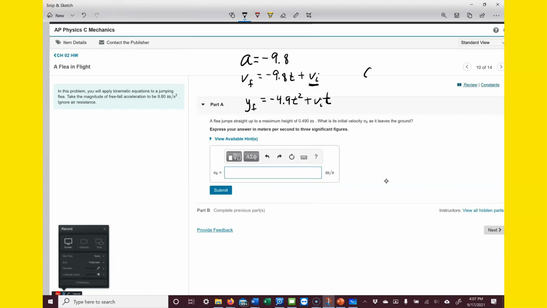So I'm going to say 0 equals negative 9.8 t plus V sub I. Again, I'm looking for this, but I still don't know t. So maybe I can go somewhere else to find that t. Do I know Y f? Do I know the final height? And the answer is yes, I do. It is 0.49. So let me try that. 0.49 equals negative 4.9 t squared plus V sub I t.